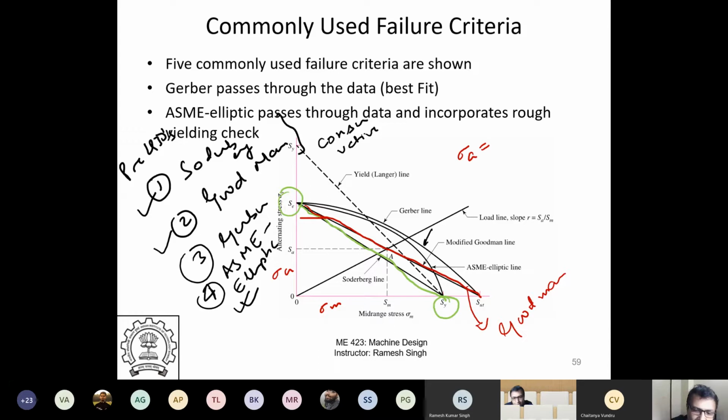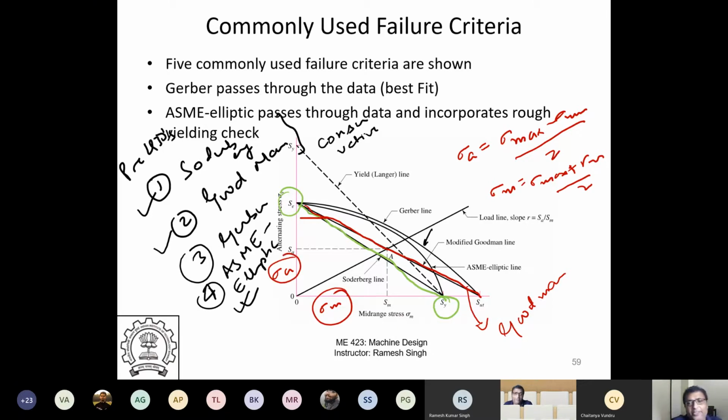Yes. Amplitude is sigma max minus sigma min by 2, and mid-range is sigma max plus sigma min by 2. So this is this component, and this is the other component, sigma A and sigma M. If a combination of sigma A and sigma M is somewhere here, we have a factor of safety. This line is called a load ratio line, the line which I have just drawn.